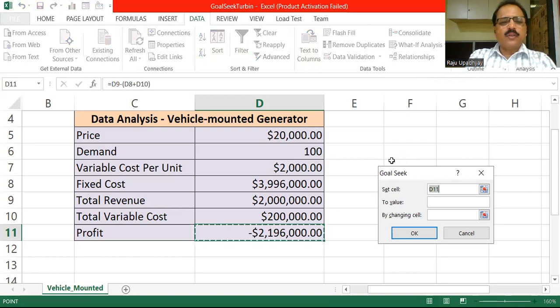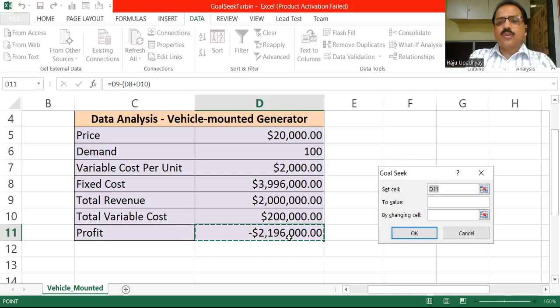Now, in this particular window, we have three things. The first is Set cell. We need to understand what the Set cell is. This Set cell specifies the cell whose value will be changed to the desired value after the result of the GoalSeek operation. So here, I want to change this profit to the break-even value, that is 0. That is why I have to select the cell address D11. So I have selected D11 here.